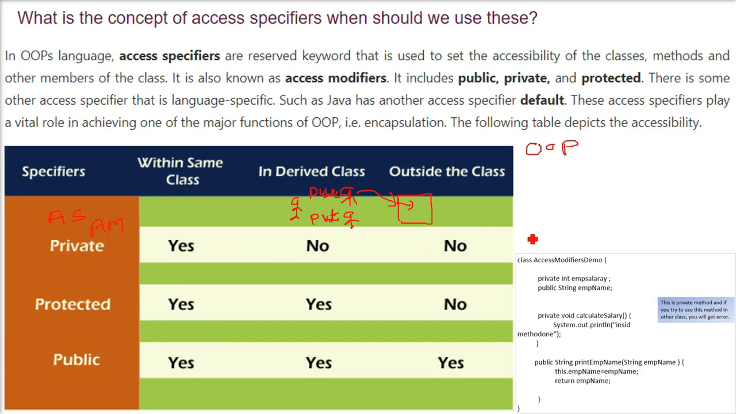These are keywords. Protected is all about when you use inheritance. So these are the three access specifiers or modifiers: public, private, protected. There are some other access specifiers, but they are language specific. Like in Java, there is another access specifier called default.